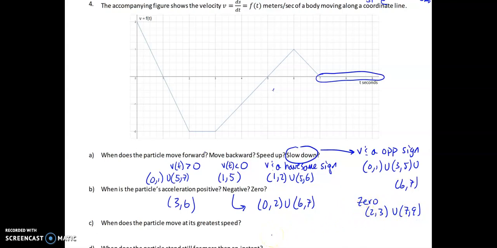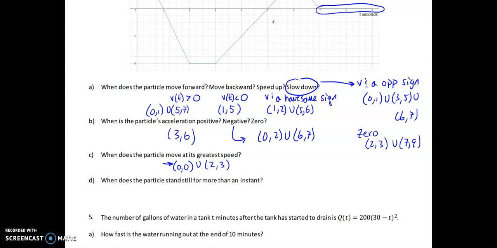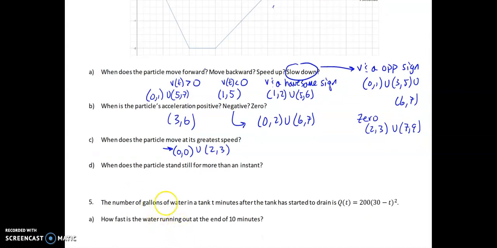When does it move at its greatest speed? It's when the velocity is greatest, when it's farthest away from the x-axis. That happens at 0 and from 2 to 3. I don't really care if you include this point, but it does start off there at 2, and then it goes down to -2. So up at 2 and down at -2, its speed is 2 meters per second at both of those places. And the particle stands still for more than an instant from 7 to 9.